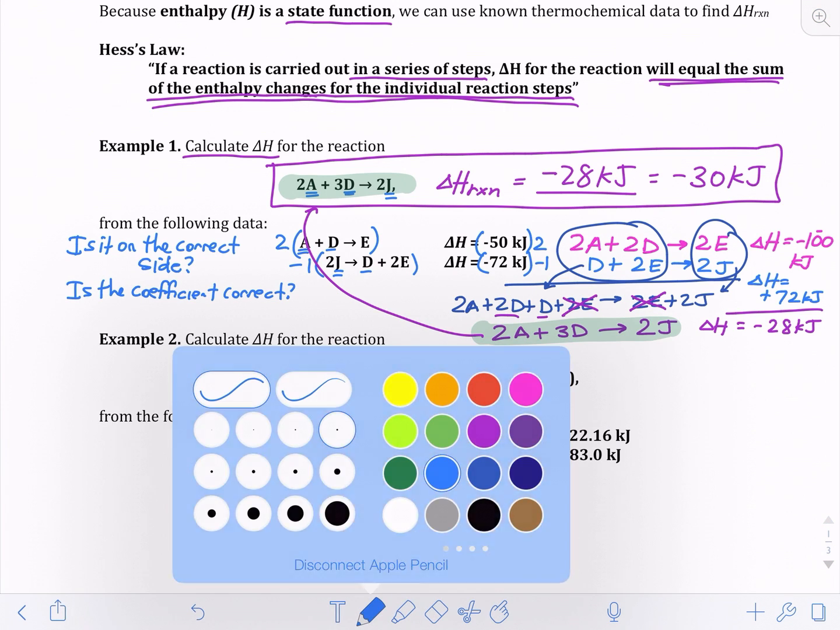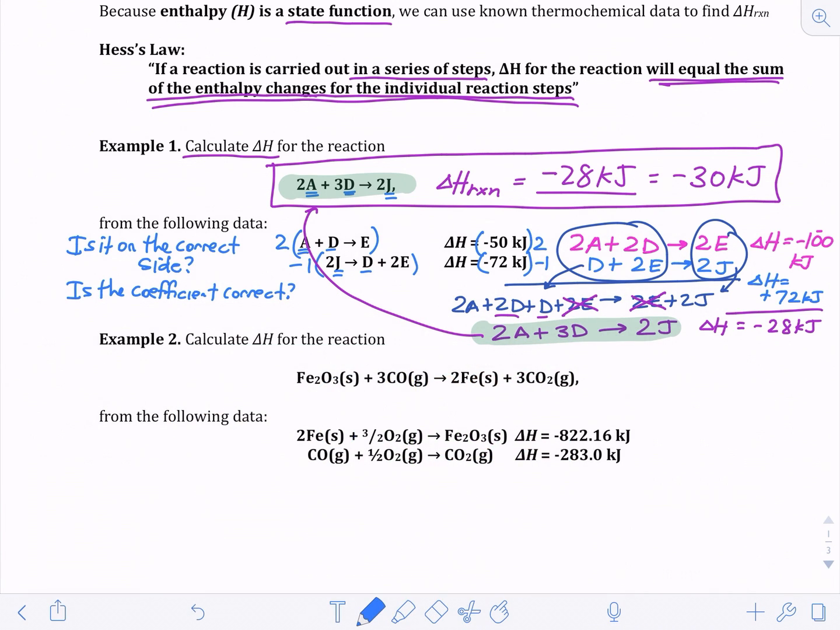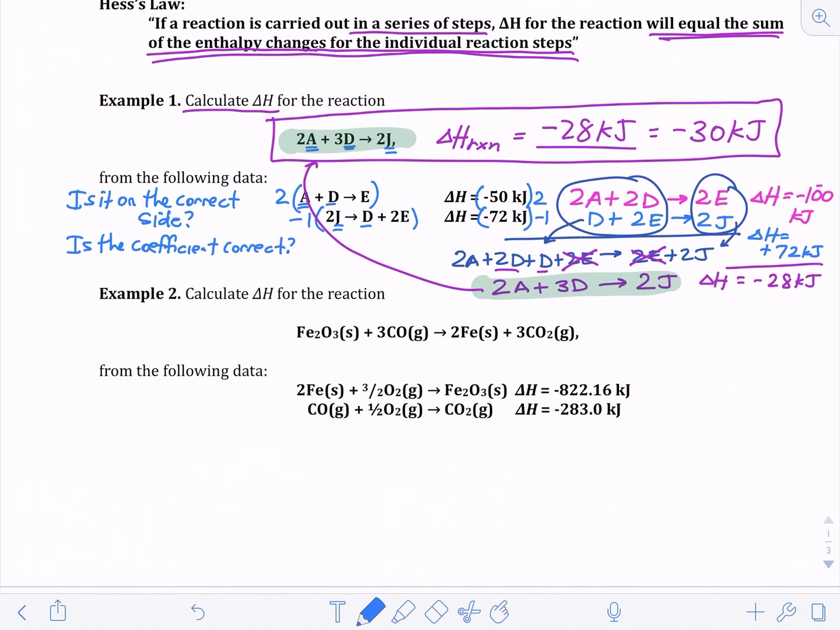Iron 3 oxide reacts with carbon monoxide to form iron and carbon dioxide. So I have a couple known reactions. We're looking for the delta H of reaction of that one. So first thing we're going to do is look for Fe2O3 as a solid. We find it in the first one. We don't see it in the second one. We ask our 2 questions. Is it on the correct side? No. So I know I need a negative. Does it have the correct coefficient? Yes. So it's just going to be a -1.